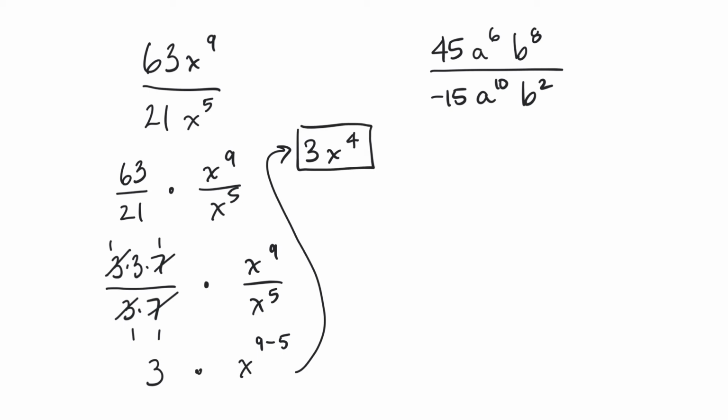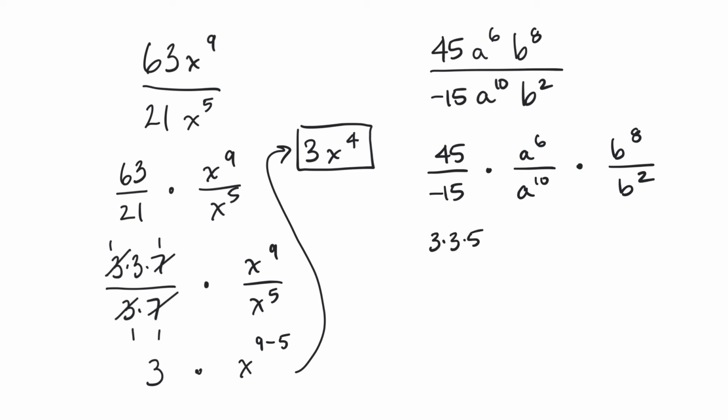And then 45 a to the 6th b to the 8th over negative 15 a to the 10th b to the 2nd. So I'll split these up, so I get 45 over negative 15 times a to the 6th over a to the 10th times b to the 8th over b to the 2nd. Then I'll simplify each of these individually, and then we'll multiply it back out when we're done. So 45 divided by negative 15, if you already know what that is, fantastic. You can go ahead and write the quotient there. If you don't, you can write the prime factorization of each.